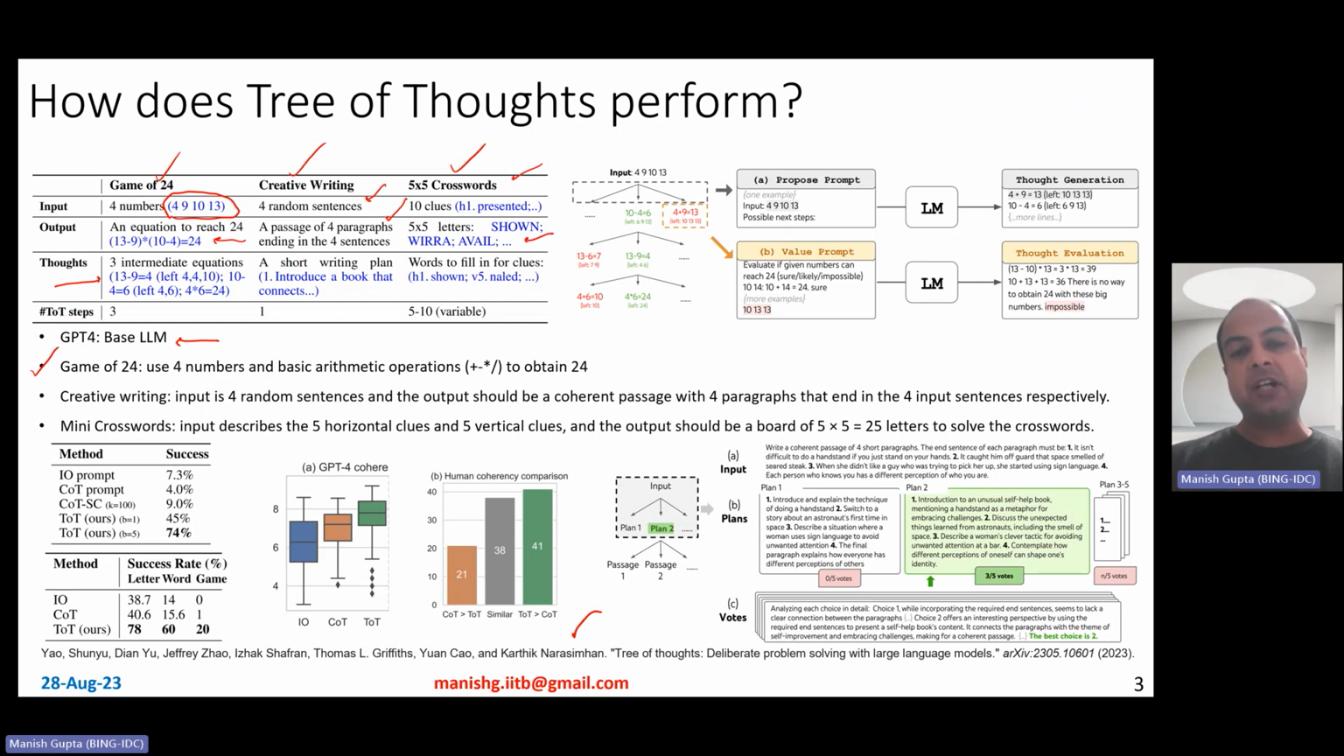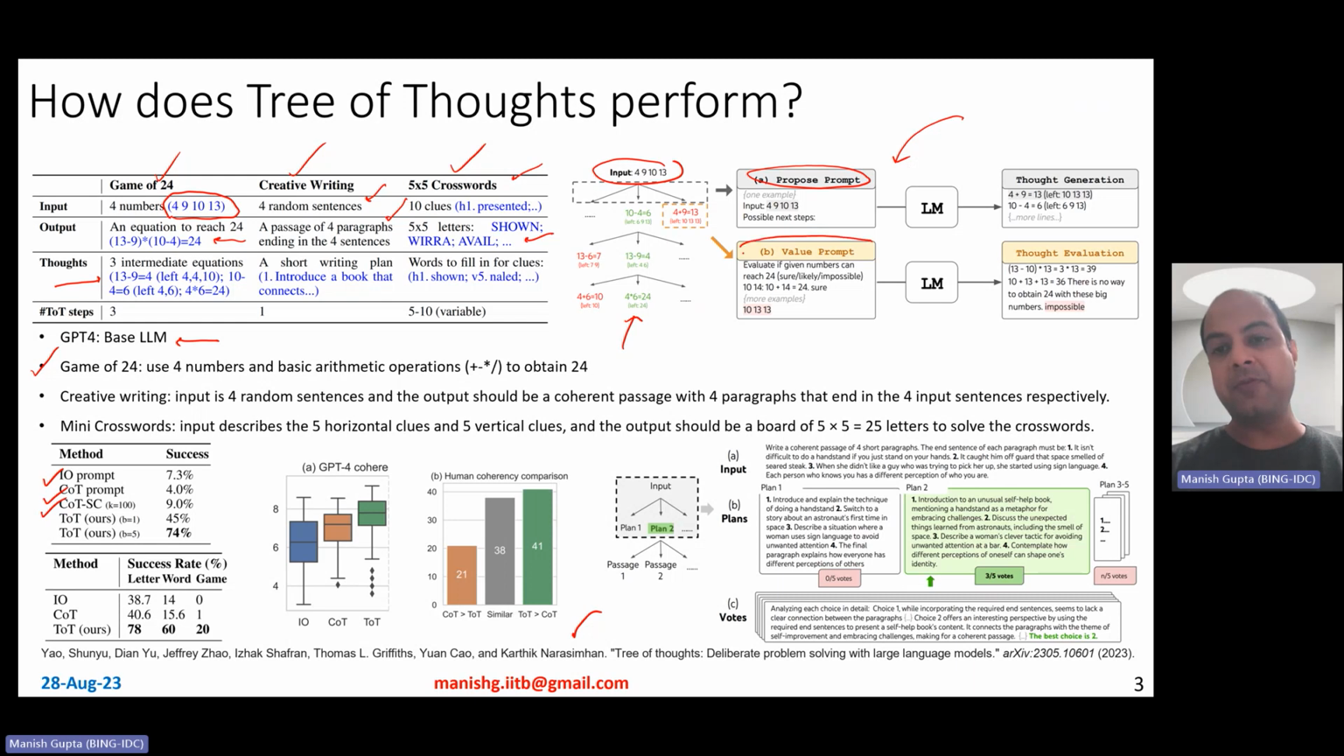Okay. So they solve the problem, of course, using tree of thoughts, but they also compare with the typical input-output prompt, chain of thoughts with self-consistency. Right. So what you see here is a way in which the game of 24 problem is being solved. So essentially, you start with some input, and here you see the tree of thoughts. You also see that there is a proposed prompt kind of a thing, so as to explore more and come up with the next states.